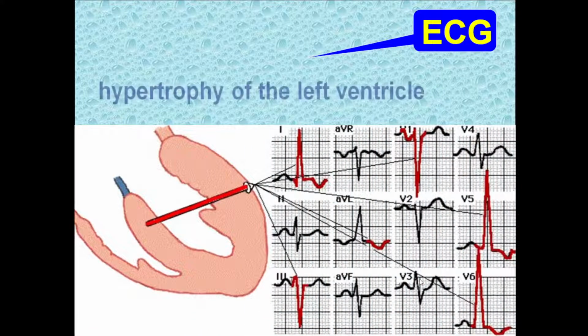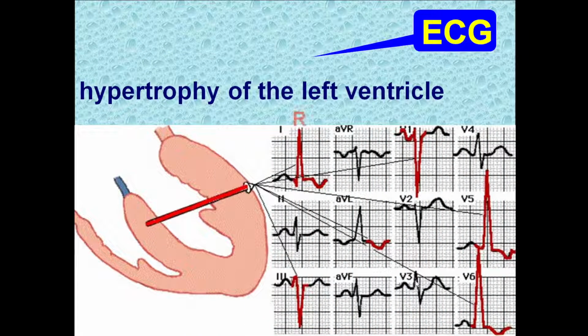On ECG, we reveal signs of hypertrophied left ventricle. Electrical axis deviates to the left. We record a deep S wave in the third and a high R wave in the first standard lead. And a high R wave in the fifth and sixth chest leads, which becomes higher than in the fourth, which is characteristic for overloading of the left ventricle. Normally, the highest R wave in the chest leads must be recorded in V4.